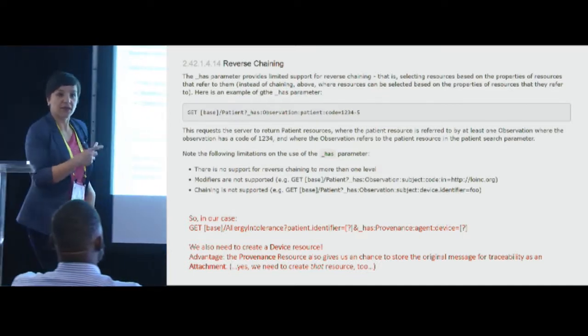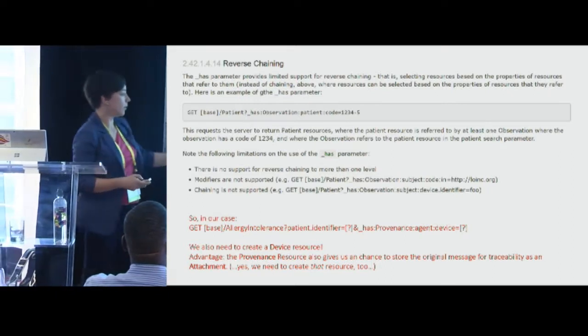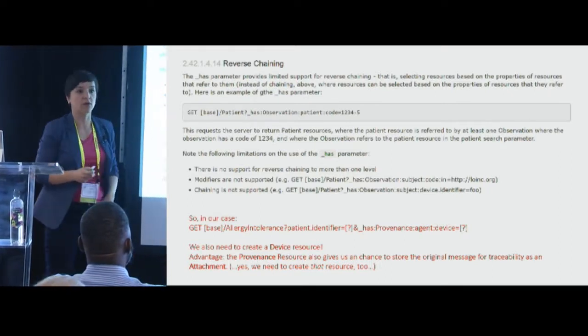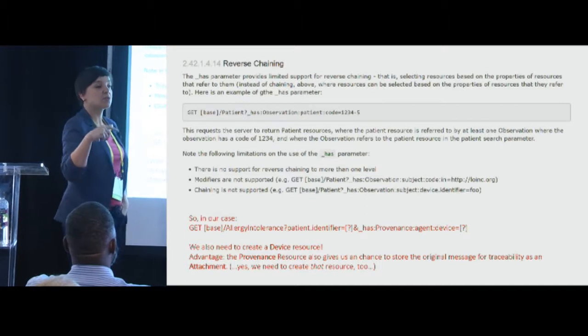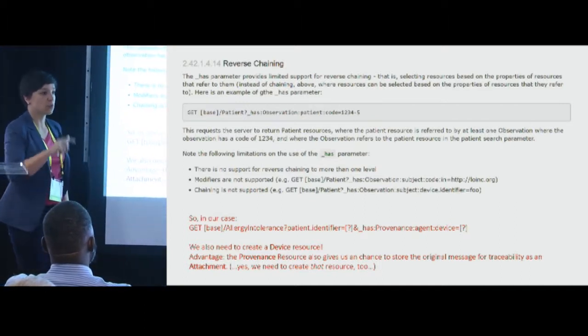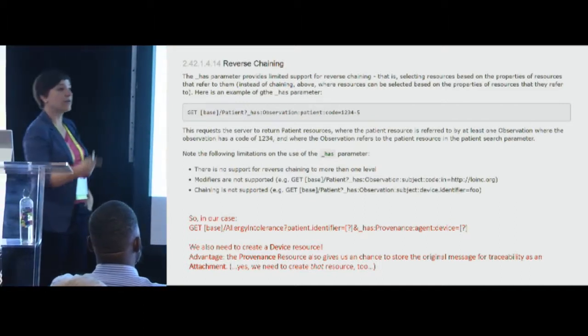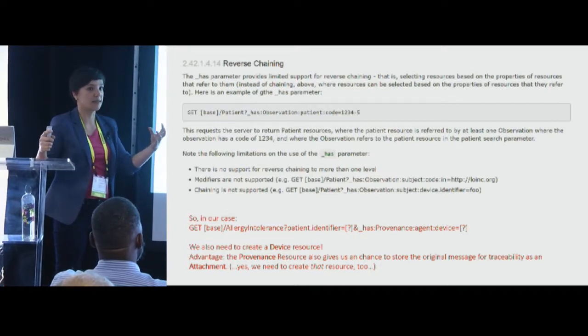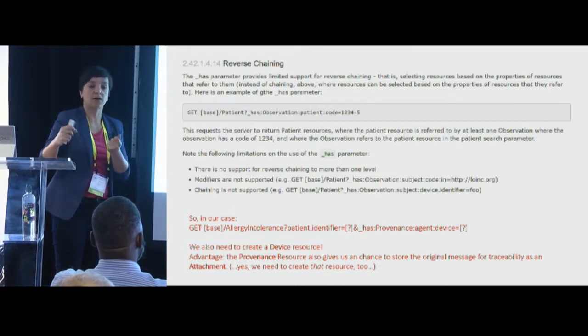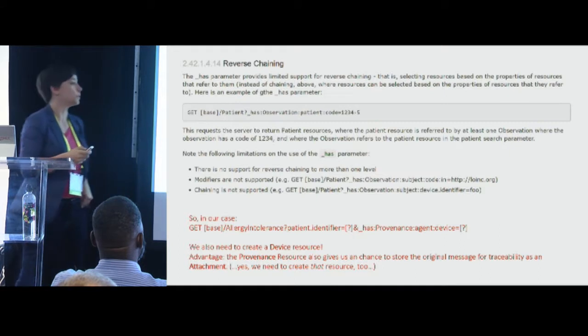So that's certainly not the easy way, but that's a very powerful way because the provenance resource also gives us the opportunity to store the original version 2 message with the provenance resource so that we can do a complete backtracing to see where our data originally came from.